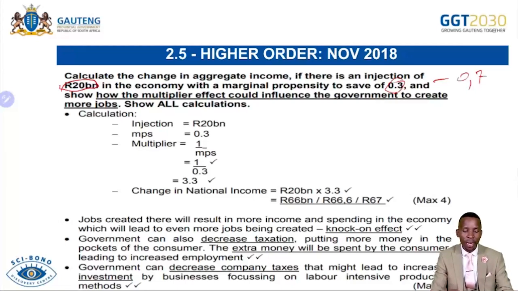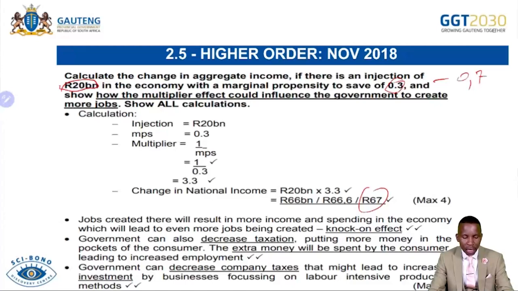So the value of the multiplier is 3.3 multiplied by the injection, which is 20 billion. Then your answer will be 6.6, or 67. Then you get 4 marks for that. Now you need to explain. Remember, this is the higher order question, having 8 marks. Therefore, it is very important for you to show calculations and then explain in words.